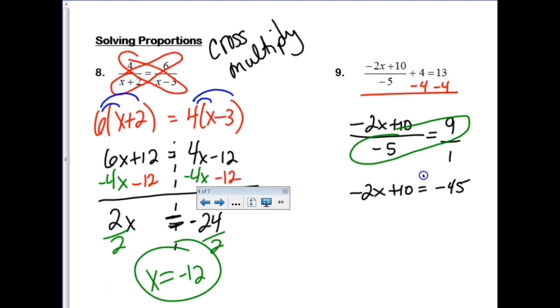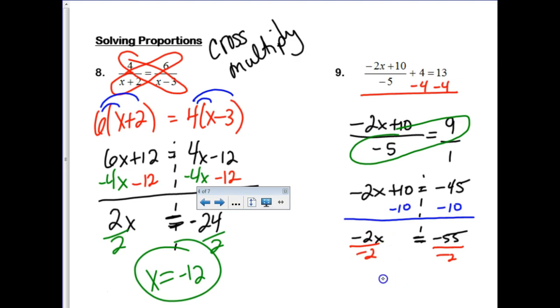And now we solve. So I'm going to subtract both sides with a 10. So I have negative 2x equals negative 55. Watch your double negatives here. We have 2 negatives being divided, which means our answer is actually going to be a positive 55 over 2. Leave it as a lovely fraction.